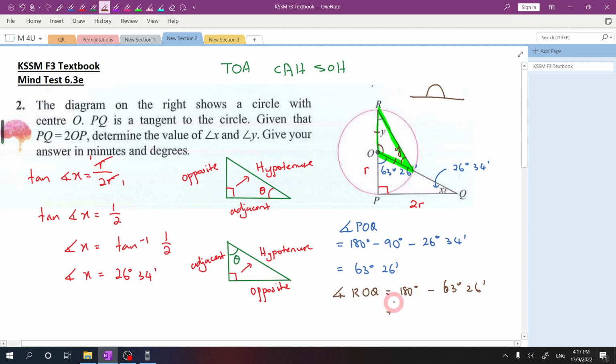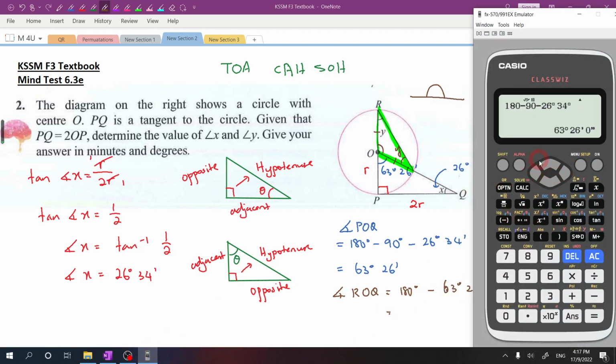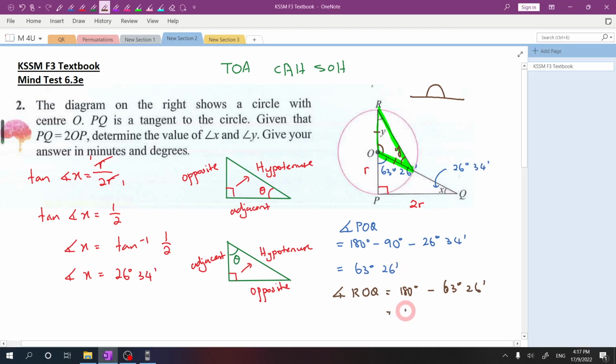Okay, so just press the calculator. You should be able to get this. 116. Okay, let me check. 180 minus 63 degrees 26 minutes is 116 degrees 34 minutes. Okay, this is 116 degrees 34 minutes. Now, can you get the value of y? It should be no problem, right?